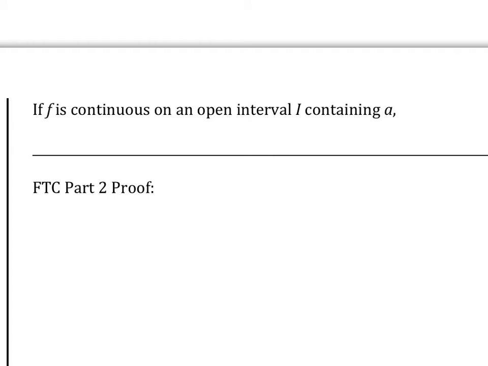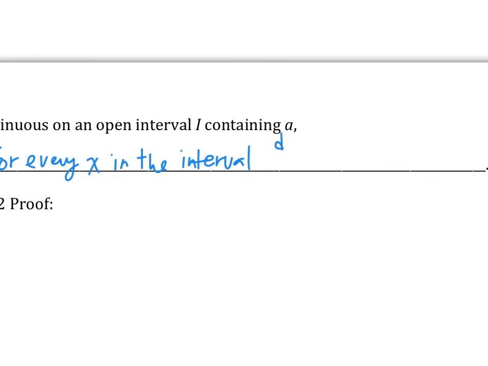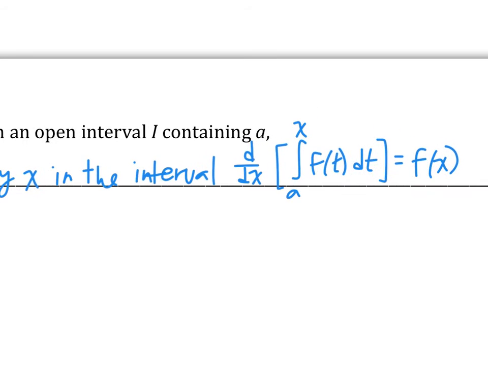Part 2 says, if f is continuous on the open interval containing a, then for every x in the interval, this is the important part: d/dx of the integral from a to x of f of t dt is equal to f of x. This is part 2, FTC.